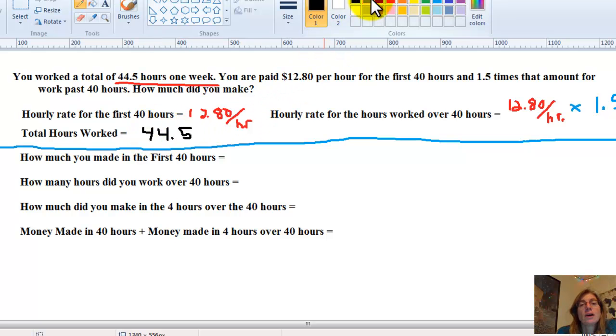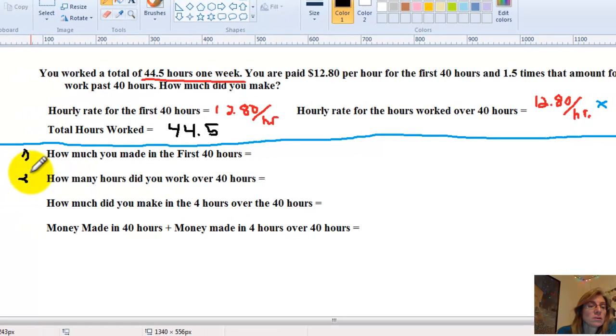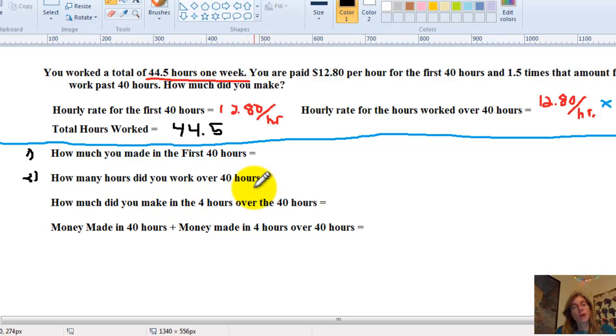We need to figure out how much we made in the first 40 hours. How many hours did you work over 40 hours? How much did you make in those hours over the 40? It's not 4. It's less than 4. Then you need to know the money made in 40 hours plus the money made in the hours over 40 hours. This 4 shouldn't be there because it's not really 4. Let's just erase that.